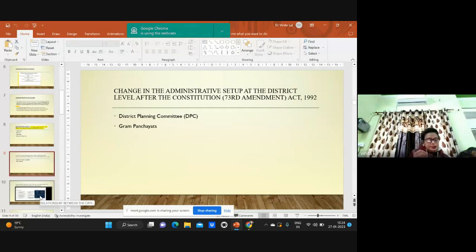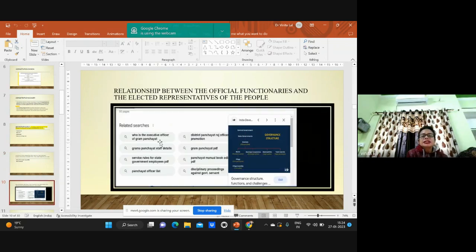The participation of the people and timely conduct of Gram Sabha meetings are activities not up to the mark in actual practice. The problem can be controlled to a great extent by promoting awareness among the rural masses in the Gram Panchayat. And you can see the relation between official functionaries and elected representatives of the people.